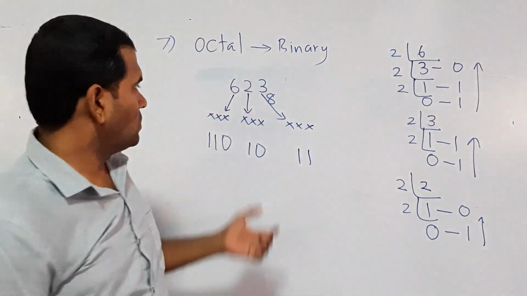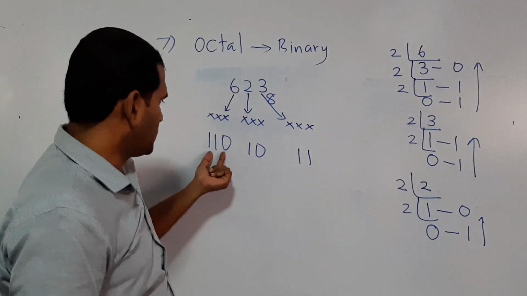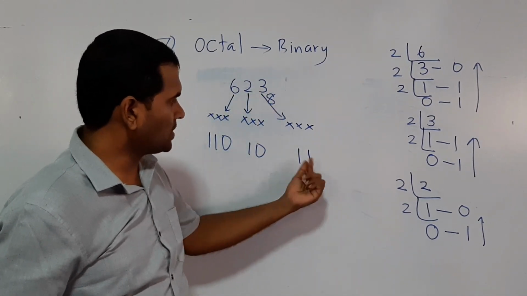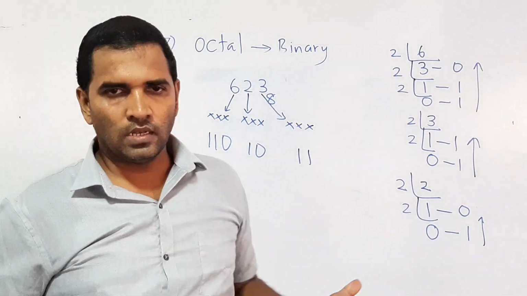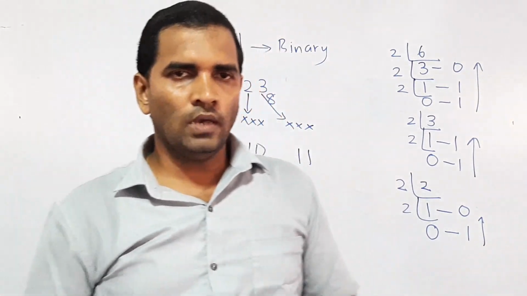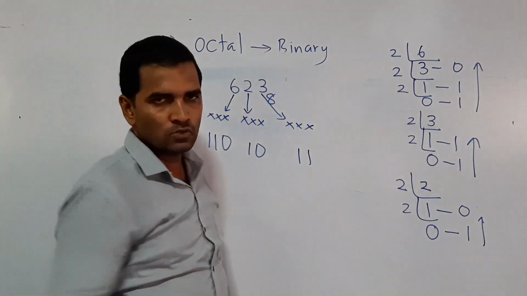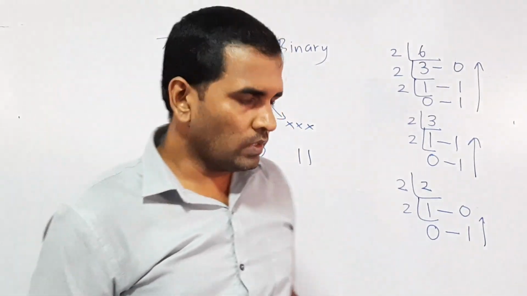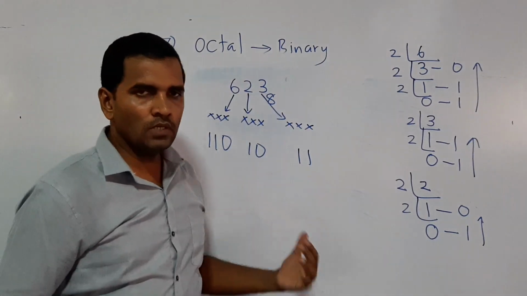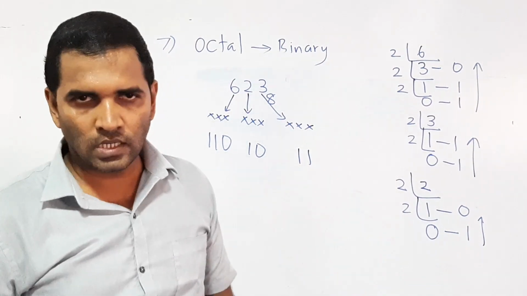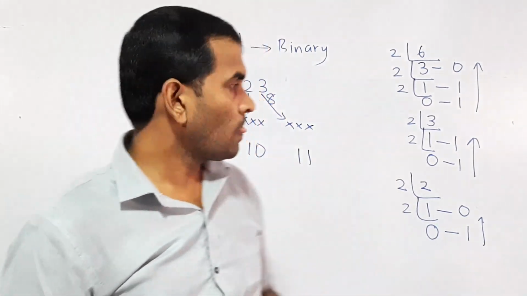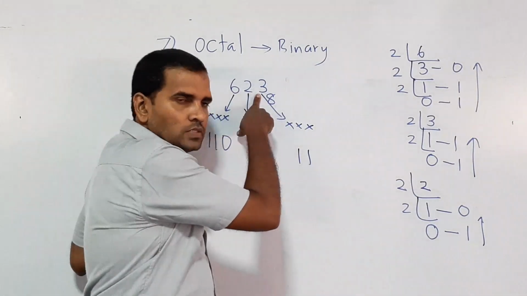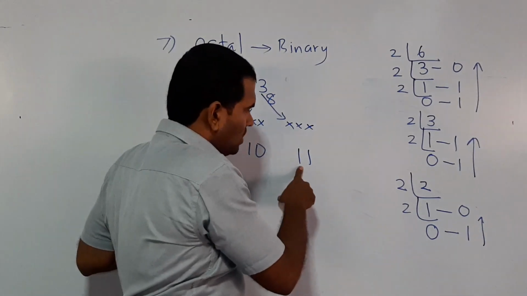So now look here, this 6 represents 1 1 0, 2 represents 1 0, 3 represents 1 1. So as a student, you may think that you have to write all these 3 groups together for getting your final answer. If you write all these three groups together, definitely your answer is incorrect, because look here, look at this digit 3 is equal to 1 1.